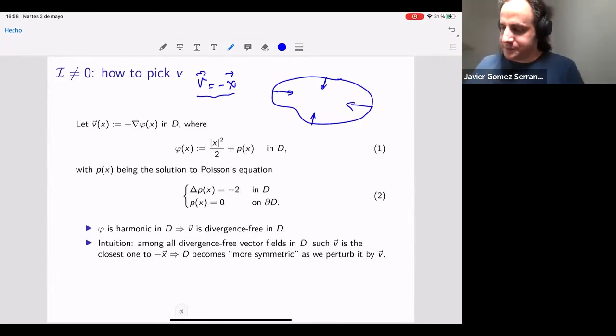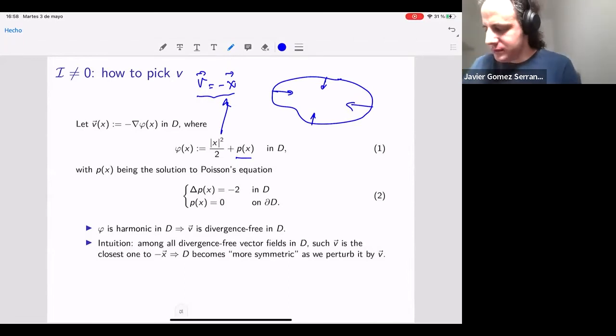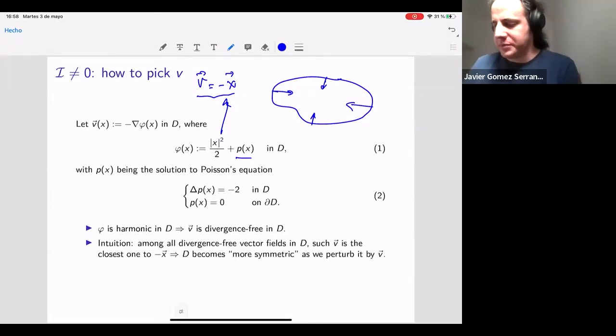And this is given by this P, which is the correction. So V is going to be minus the gradient of some potential phi, which is given by x squared over 2. This creates the minus x term. And then there is the correction, the projection onto the divergence free vector fields given by P. And P satisfies the equation that I wrote down. So phi is harmonic. This will imply that V is divergence free. And as I said, the intuition behind this field is to pick the closest one from the space of divergence free vector fields to minus x.